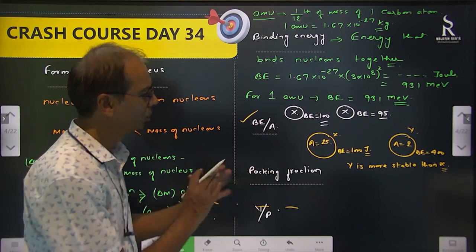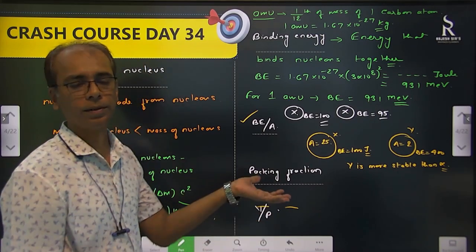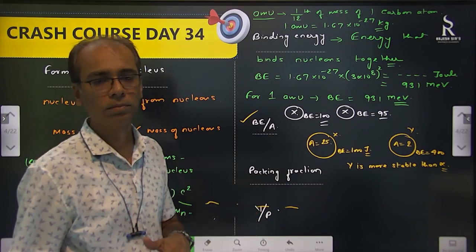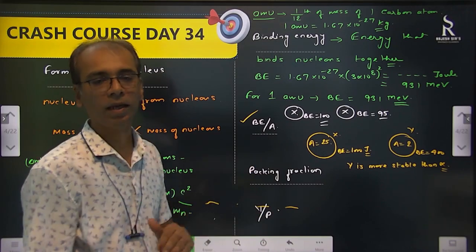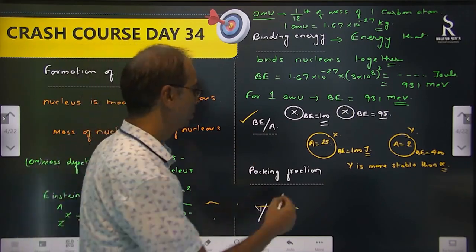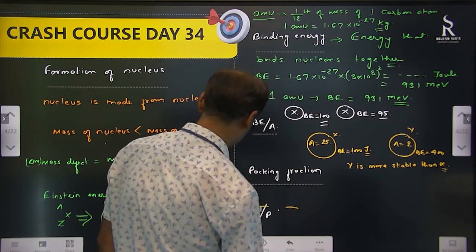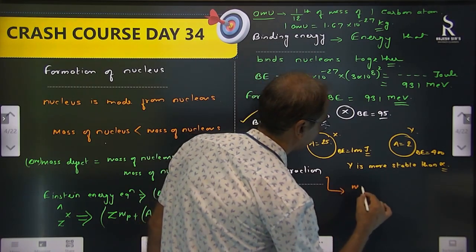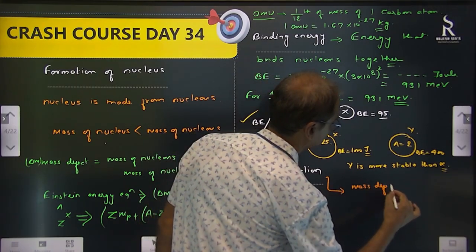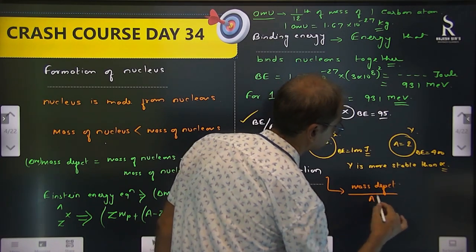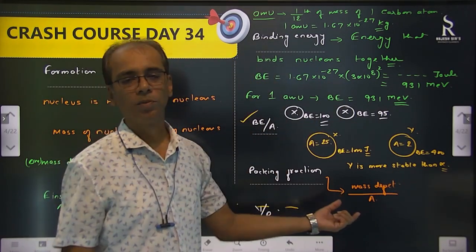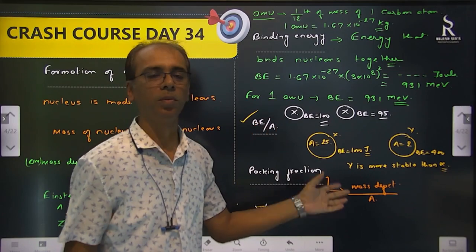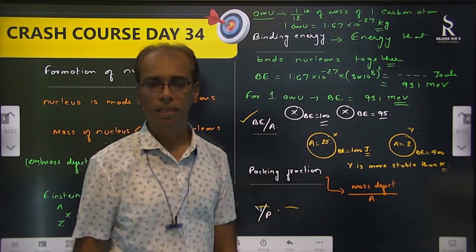Packing fraction. Now packing fraction is also a very similar term. It is mass defect per unit mass number. If more mass defect is there, that means more binding energy will be there. So if mass defect is more, that means again it will be more stable. Similar thing only, no? So packing fraction is mass defect per unit mass number. If mass defect is more, binding energy is more, and binding energy per nucleon is more, that means more stable. So more or less the same kind of thing.